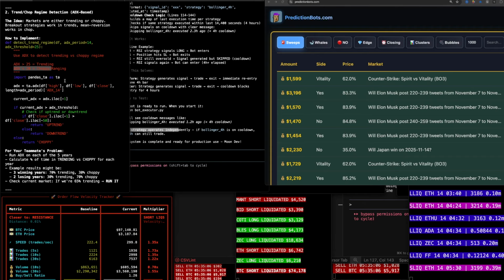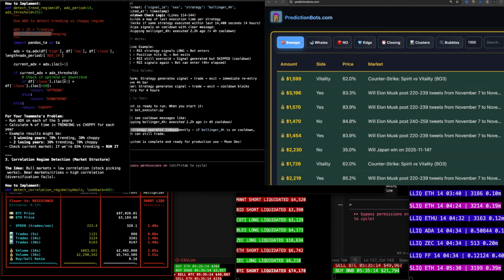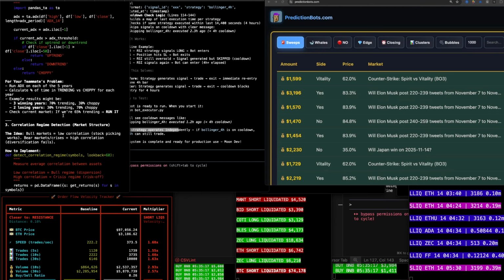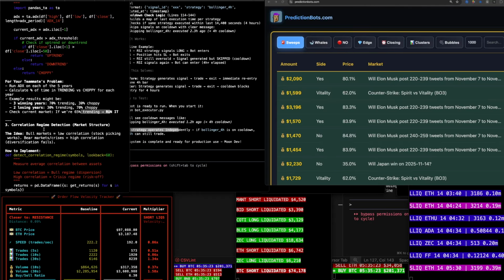Example, results might be: 3 winning rule years are 70% trending and 30% choppy. 2 losing years, 30% trending and 70% choppy. Current market check: if we're 65% trending, run it. Next, correlation regime detection, market structure.